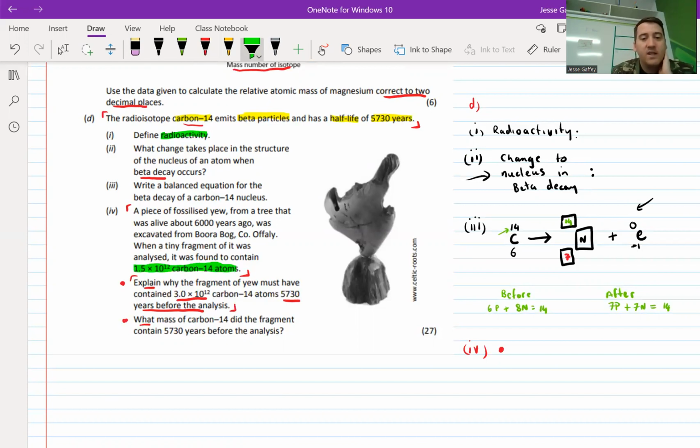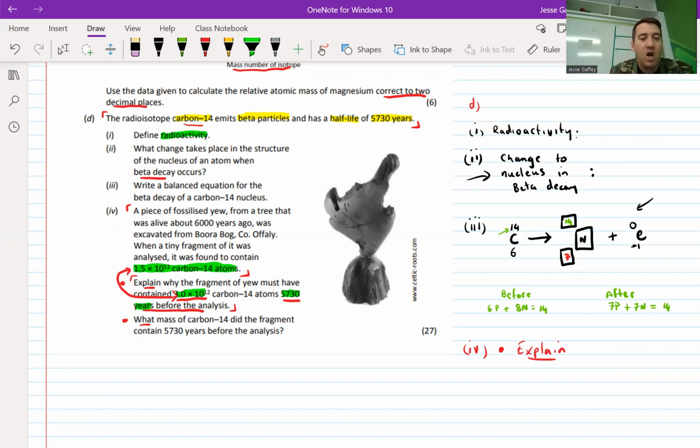Okay, so what's the significance of this number here and this number compared with that number? So those two numbers, what's the significance here? Okay, so you're asked here to explain. So pause the video and write this down now. Try and write an answer for that.